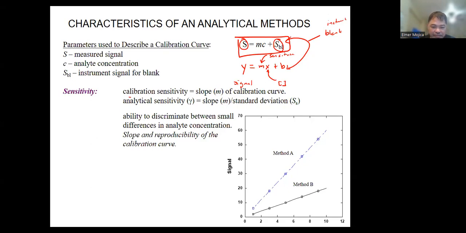Okay? Now, these two are not synonyms. Okay? Yung analytical sensitivity mo, usually it is interpolated from the calibration curve at the point that was 2 standard deviations from the blank.